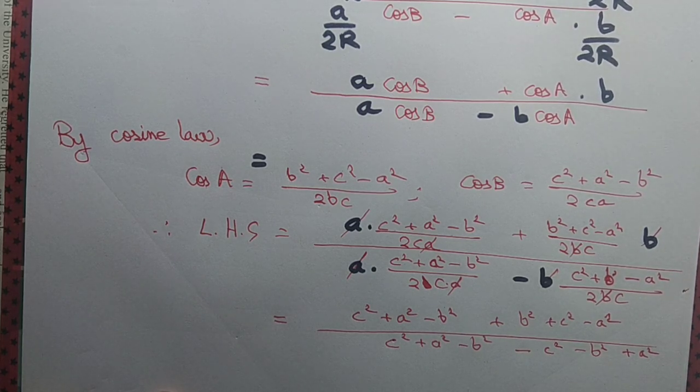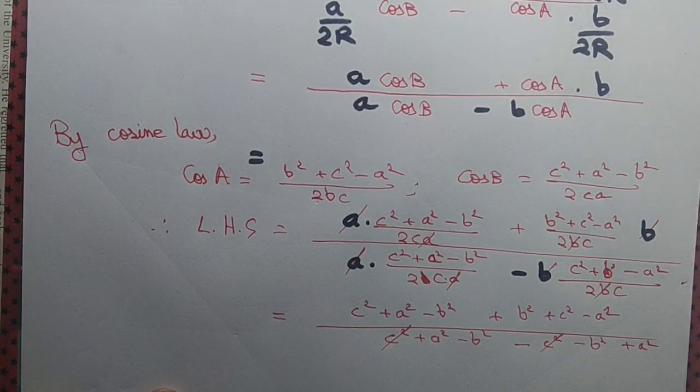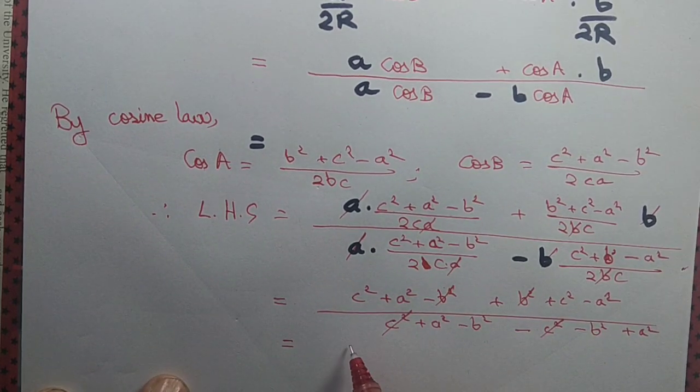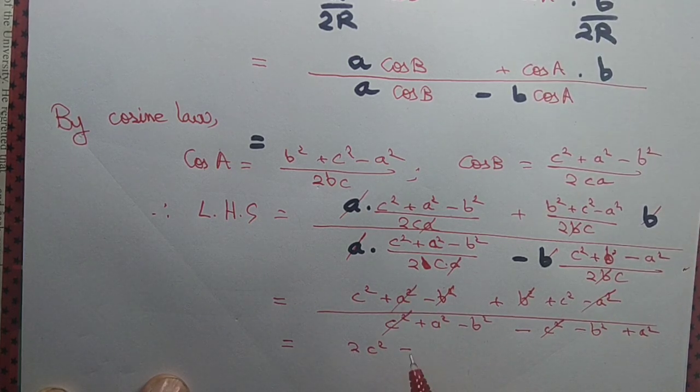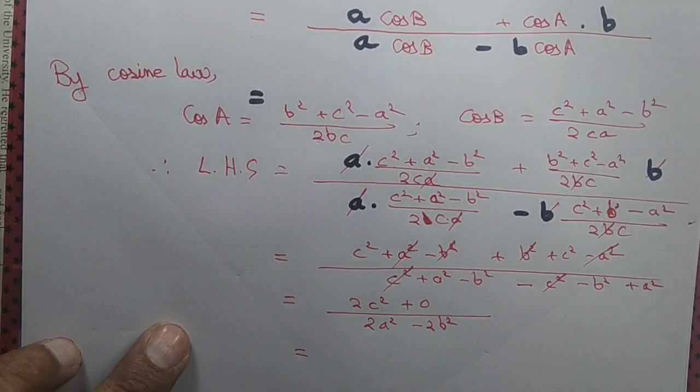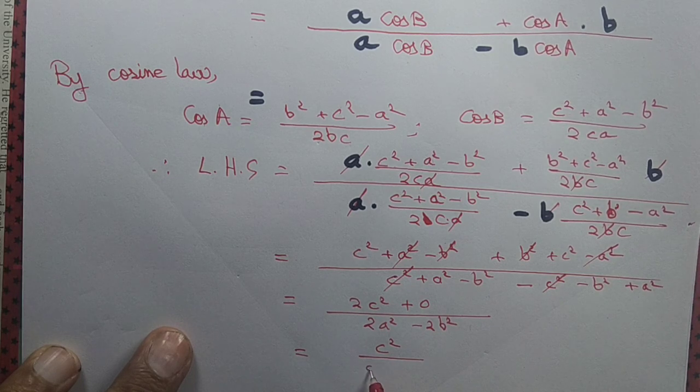Let's cancel whatever we can cancel. We can cancel c², we can cancel b². So in the numerator we are left with 2c². Oh, we can cancel a² as well. So we are just left with 2c² plus 0. What about the denominator? In the denominator we are left with 2a² minus 2b². Well, we can cancel 2 as well once again. So we are just left with c² by a² − b². That's your RHS, and we are done.